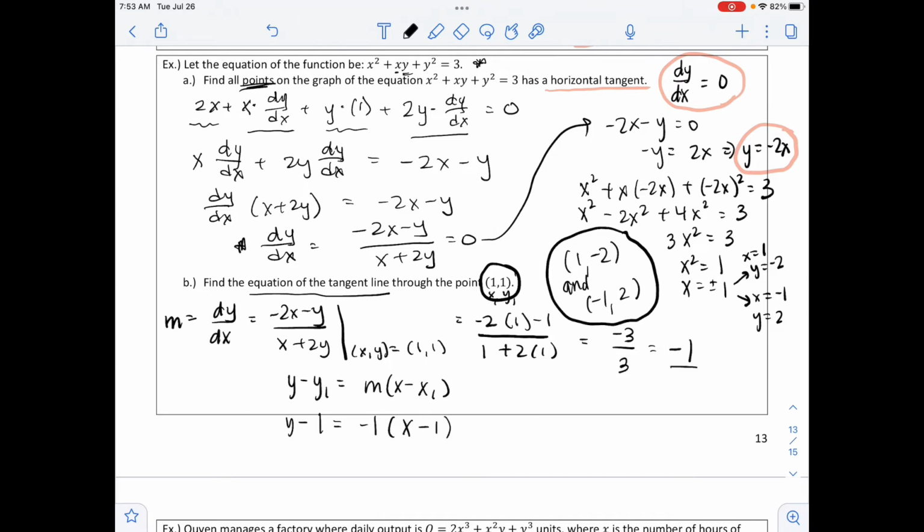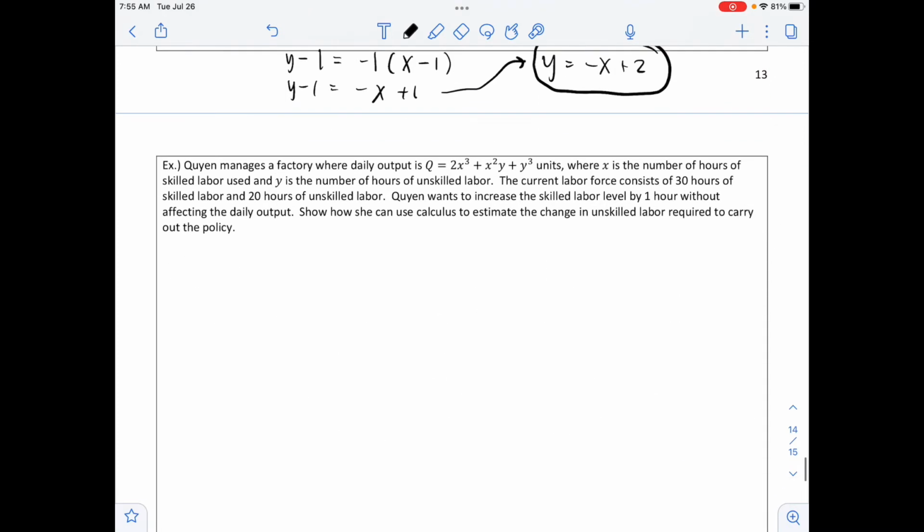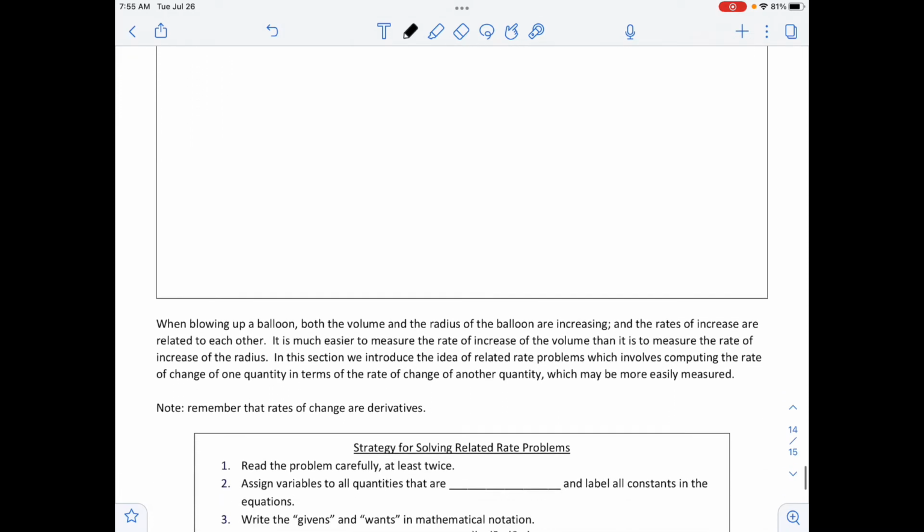And then I'm going to distribute through my negative 1 for my slope. And then isolating y, we arrive at y equals negative x, adding 1 on both sides, plus 2. And this would be the equation of the tangent line that passes through point 1, 1 for this curve that we have up above of x squared plus xy plus y squared equals 3. The next example, I'm going to go ahead and circle, and we'll look at that one together in class.